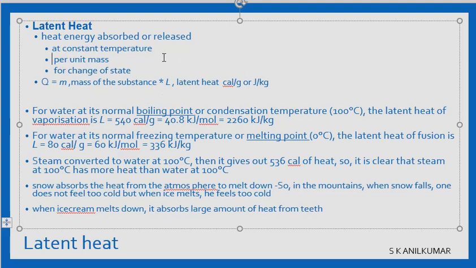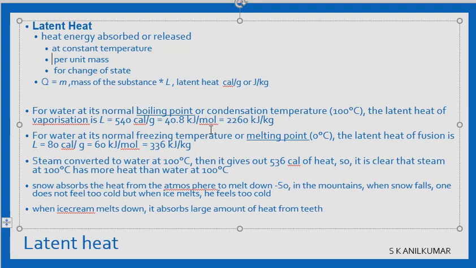For conversion at constant temperature, unit mass changing state, Q equals M into L. For water, what is the melting point? Water melts from ice to liquid. The latent heat of fusion is 80 calories per gram, or 6 kJ per mole, or 336 kJ per kilo. So 336 kJ per kilo is smaller when you compare it to 2260 kJ per kilo.